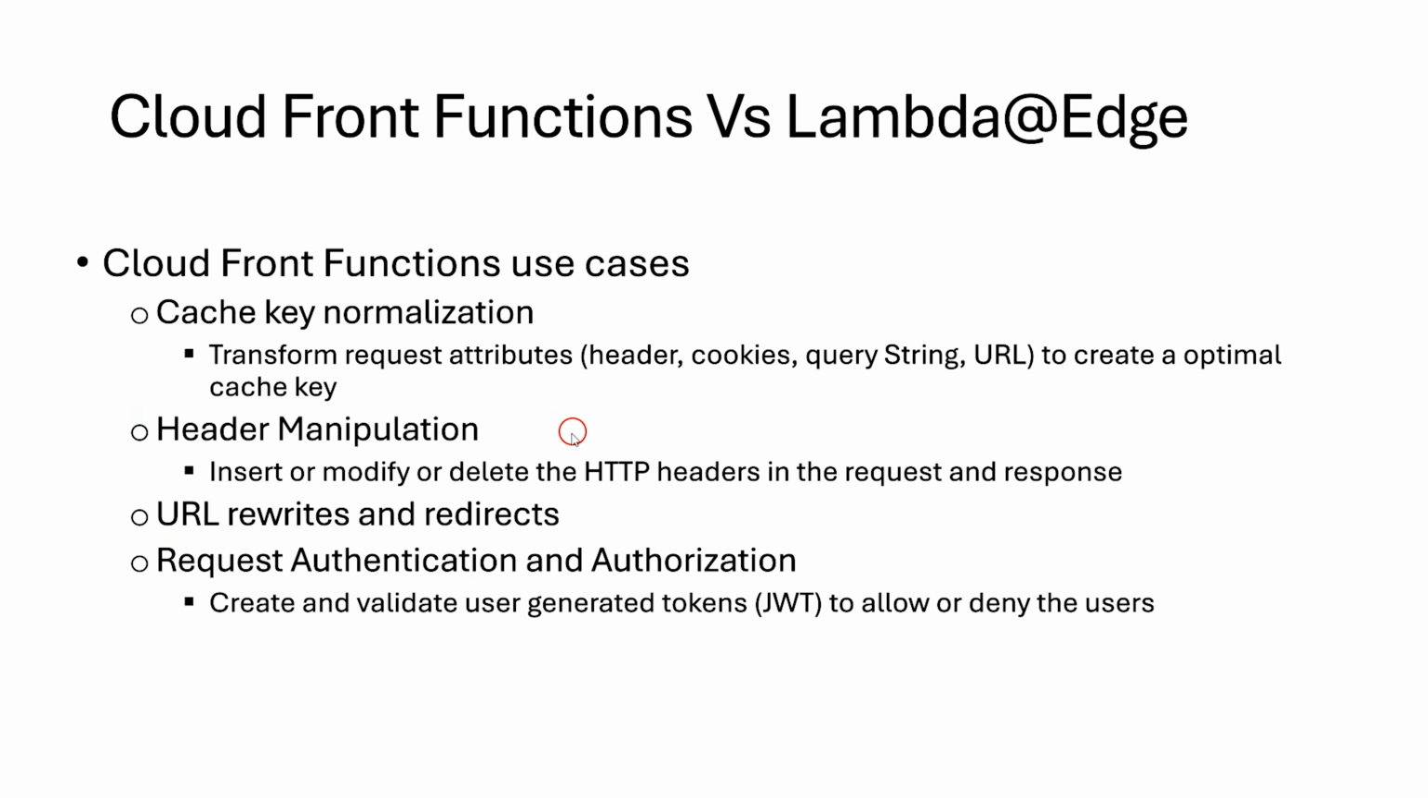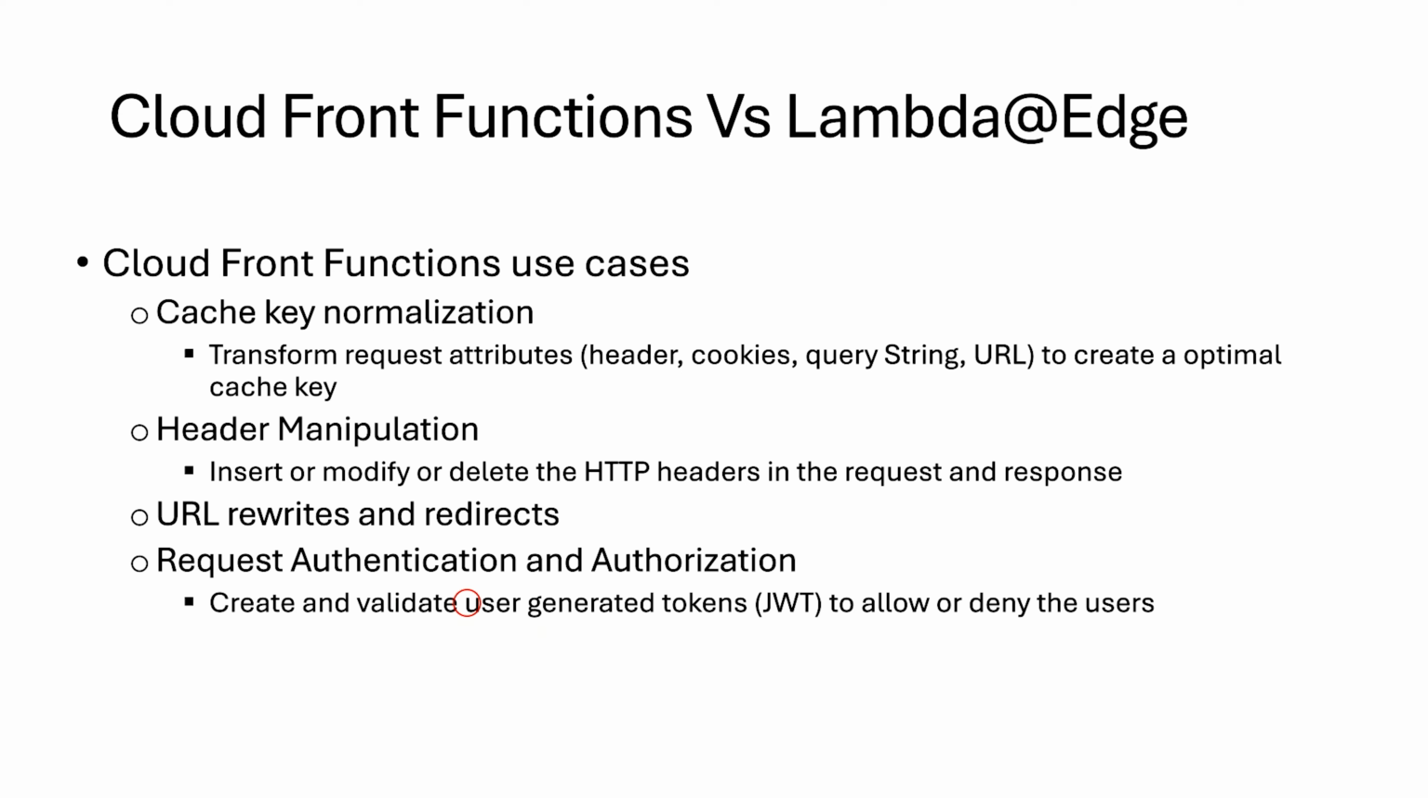Transforming request attributes: for example, you send a viewer request, and in that you will have headers, cookies, query strings, and the URL. You take all those things and create an optimal cache key, and for that you can use CloudFront functions. Header manipulation: for example, you want to insert a value, modify a value inside the header, or delete a value inside the HTTP headers; you can do that with CloudFront functions. Also URL rewrites and redirects.